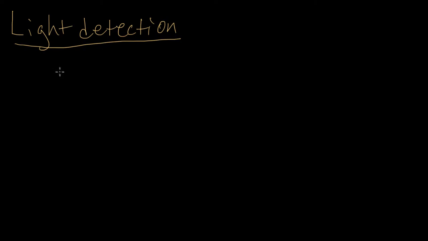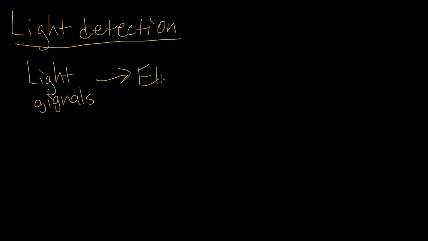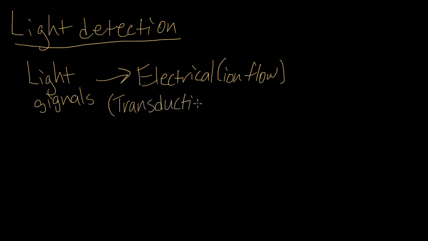So, the organ that detects light is obviously the eye. And like all other sensory organs, the job of the eye is to convert stimuli in the external world into signals that our brains can understand. So for the eye, it's going to convert light signals, photons, into electrical signals. And by electrical signals, we mean the flow of ions, because that's essentially what electricity is. This process of converting one signal into a different type of signal is called transduction, and this is essentially the main job of every sensory organ. So let's take a look at how the eye does that.